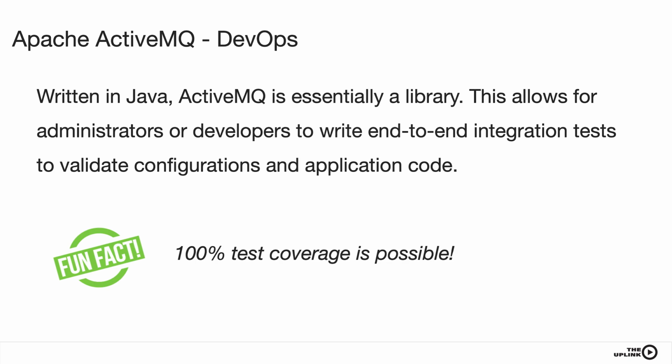From a DevOps perspective, this is a really, really powerful and, I feel, underused capability in ActiveMQ, especially for your app dev teams. Something to keep in mind is ActiveMQ is essentially a library. This means it's really easy and straightforward to write end-to-end integration tests within application code. So an app dev can fire up an ActiveMQ broker and write a unit test that sends and receives messages to validate their code.